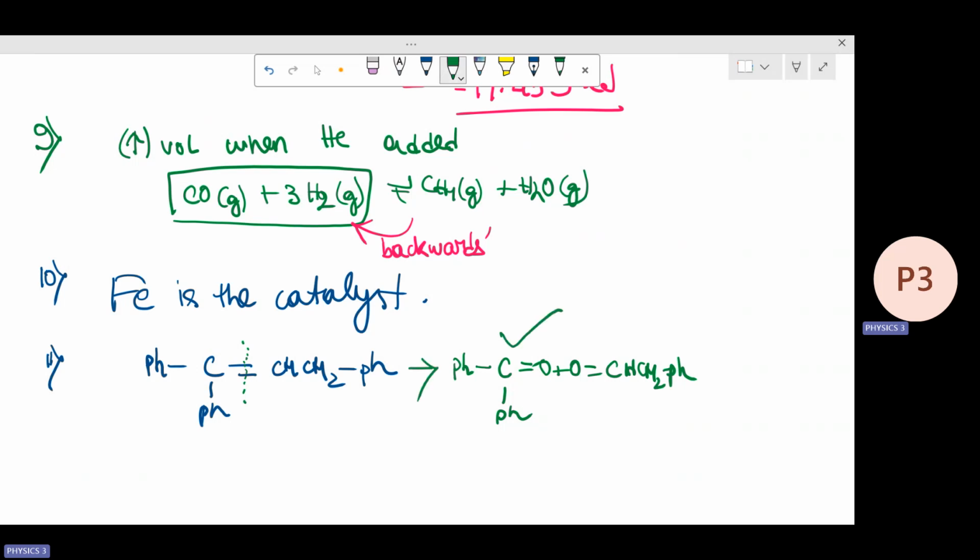Two things are having Ph. This is not benzaldehyde. This is also not benzaldehyde. So both of them are not benzaldehyde. Hence, we observe that none of them will be giving me the product benzaldehyde. Hence, option number 2 will be the correct one. Option B will be the correct one.